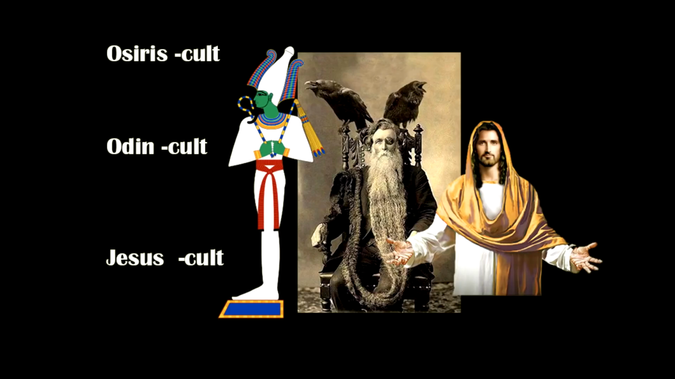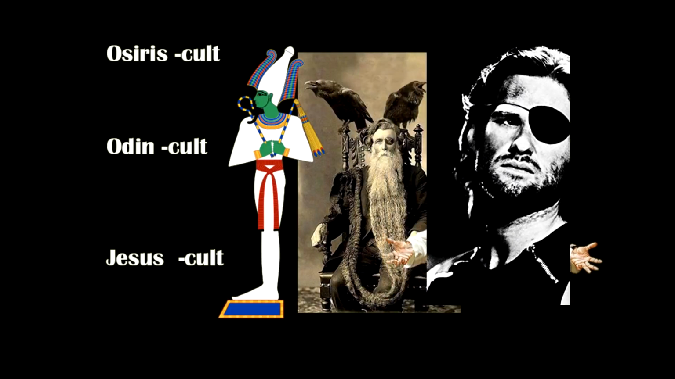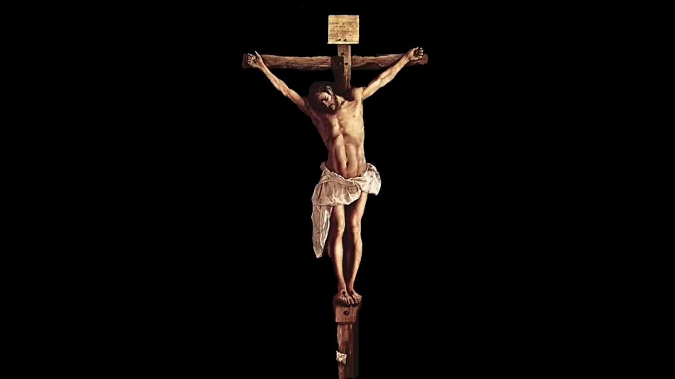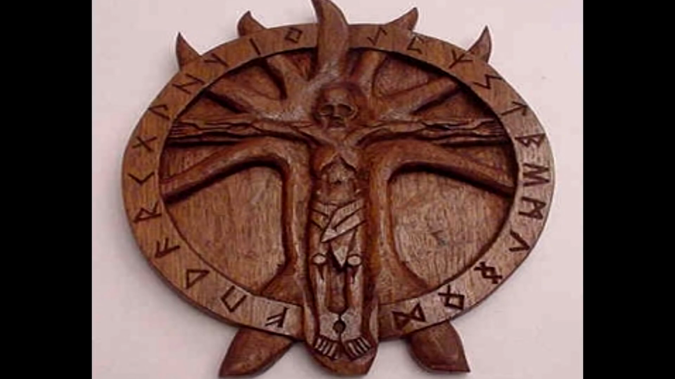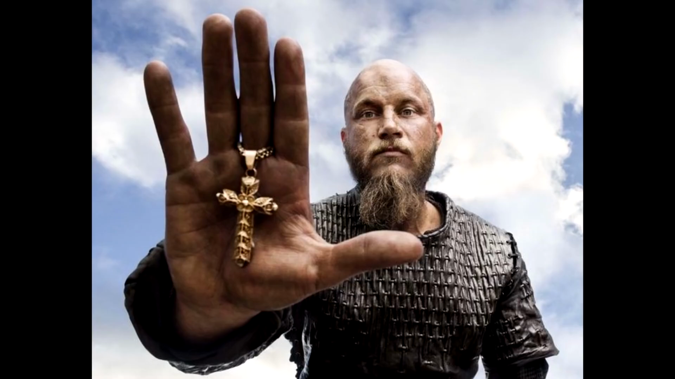So we have the three cults, the Osiris cult, Odin cult and the Jesus cult. All united in one person, Snake Plissken. All have the same origin in my view. So you have Jesus on the cross, Odin on the tree of life. Remember in a previous video I told you that the Vikings imported Christianity?